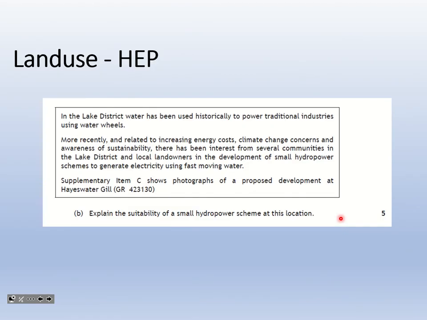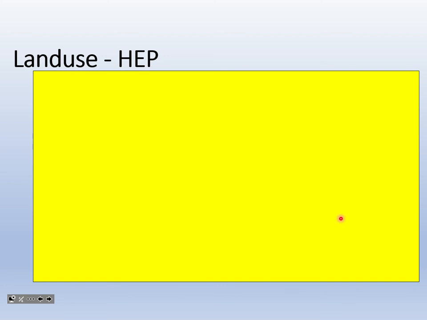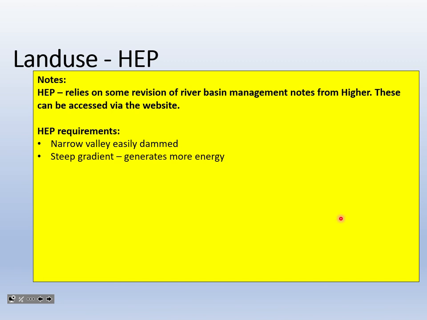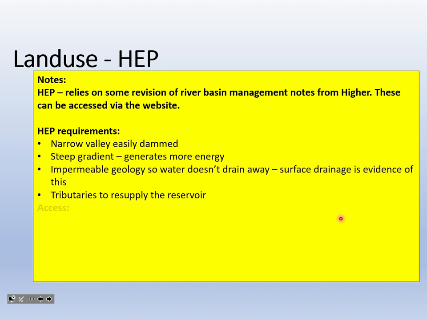I am going to focus on another one that's another specific one. In this question, we're looking at the suitability of an area to a hydropower scheme. When you're talking about HEP, you could use your notes from the River Basin Management Unit of the higher course. If you weren't taught the River Basin Management Unit of the higher course, then you should consult the notes that are found elsewhere on this website.